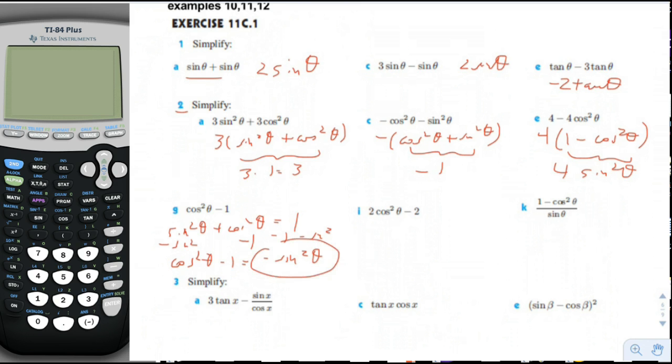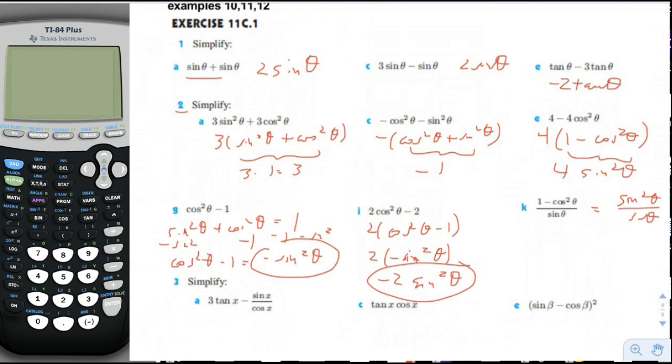Okay. 2 cosine squared theta minus 2. That was the same as 2 times the quantity cosine squared theta minus 1, which is the same thing we had last time. So it's 2 times negative sine squared theta, so that's negative 2 sine squared theta. Next one, 1 minus cosine squared theta divided by sine. Remember, 1 minus cosine squared theta is equal to sine squared theta, and if you divide it by sine theta, you end up with just sine of theta.